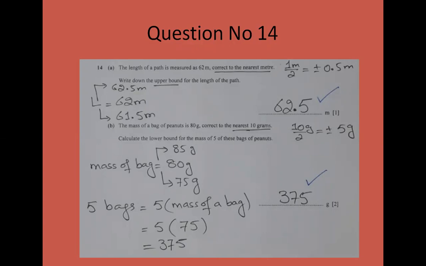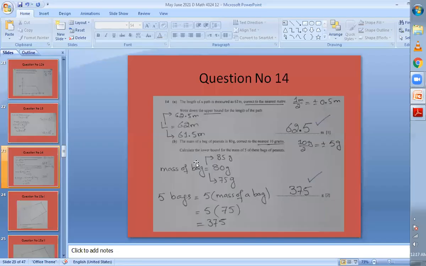Then the question is calculate the lower bound for the mass of the 5 of these bags. So 5 bags mass will be equal to 5 multiplied by the mass of a bag. Because we want the lower bound of the mass, I will take the lower bound of the mass of a bag. So I will have 5 into 75, and that will be 375. So the mass of the 5 bags of the peanuts at the lower bound will be 375. 375 is the answer. So that was question number 14.